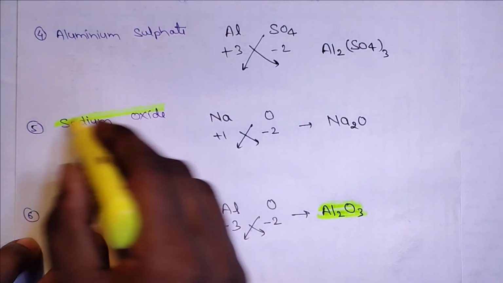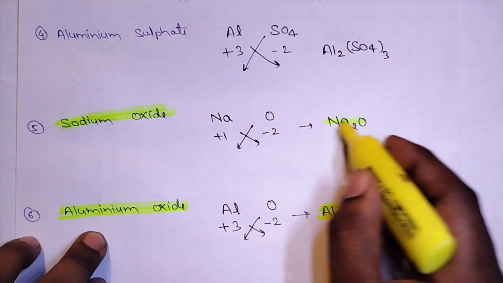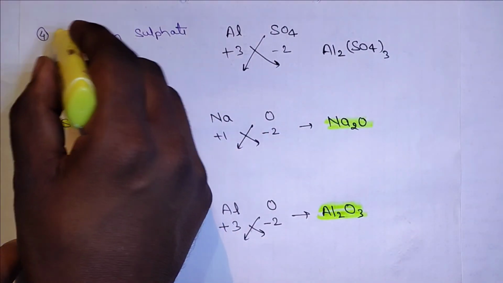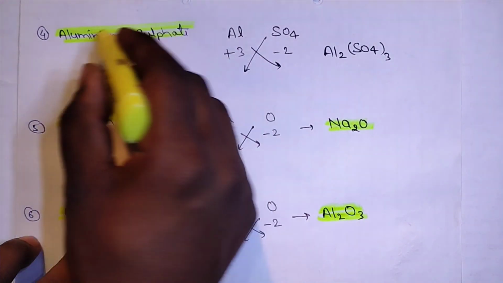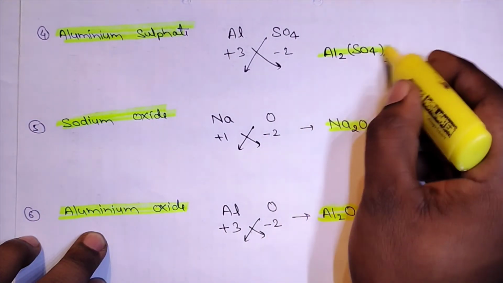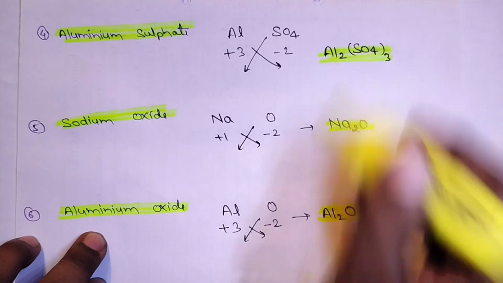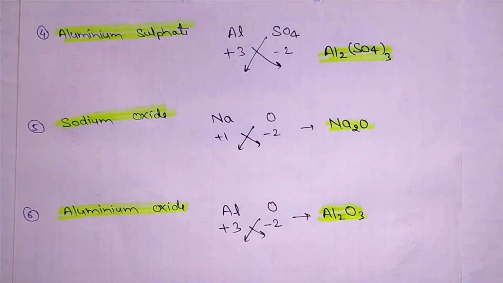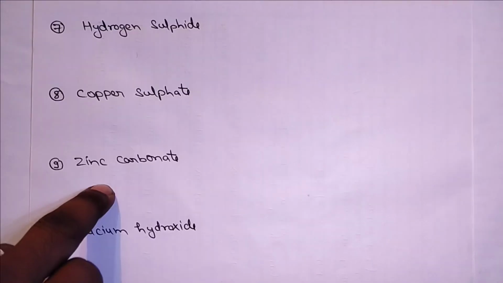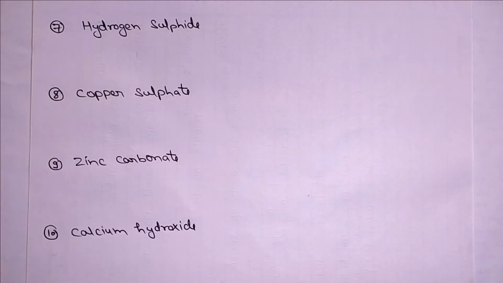The formula of sodium oxide is Na2O. The formula of aluminium sulfate is Al2(SO4)3. Now we are going to solve some more examples.